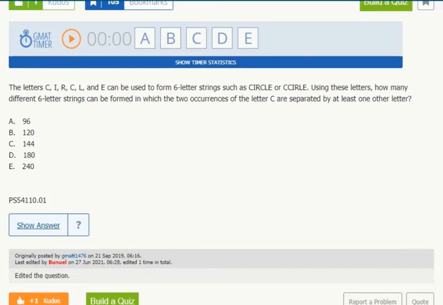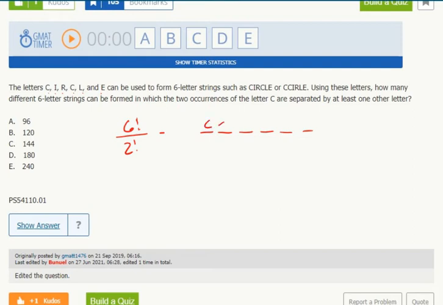So the total would be, we have 1, 2, 3, 4, 5, 6 letters, so 6 factorial, but there's 2 identical C's. So divide by 2 factorial. This is in my lesson on combinatorics. Now we have to subtract out the scenarios in which C's are next to each other.